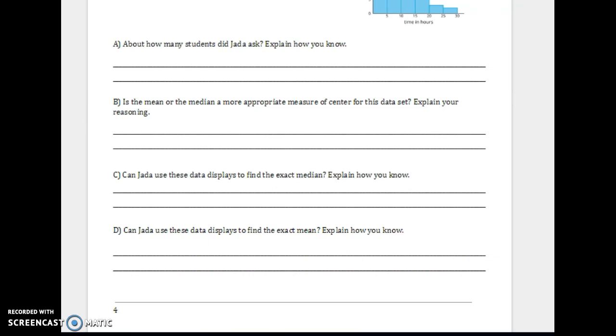B. Is the mean or the median a more appropriate measure of center for this data set? Explain your reasoning. C. Can Jada use these data displays to find the exact median? Explain how you know. D. Can Jada use these data displays to find the exact mean? Explain how you know.